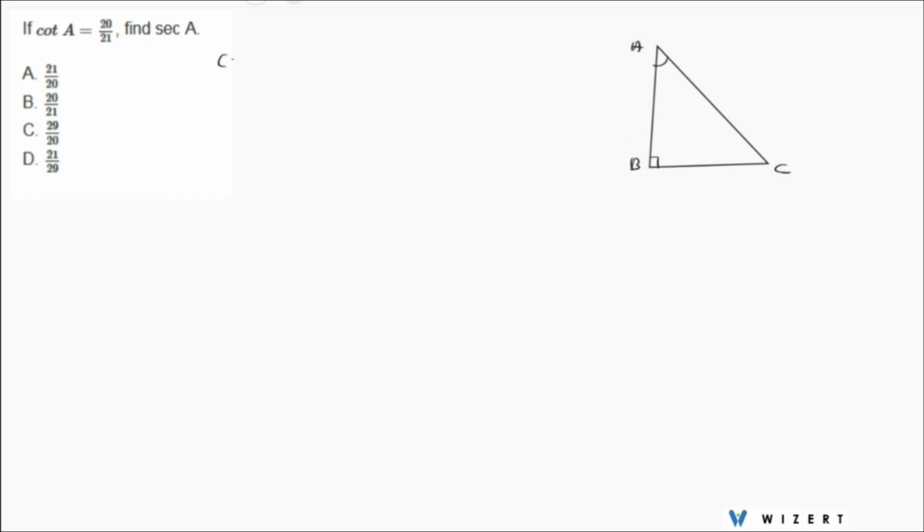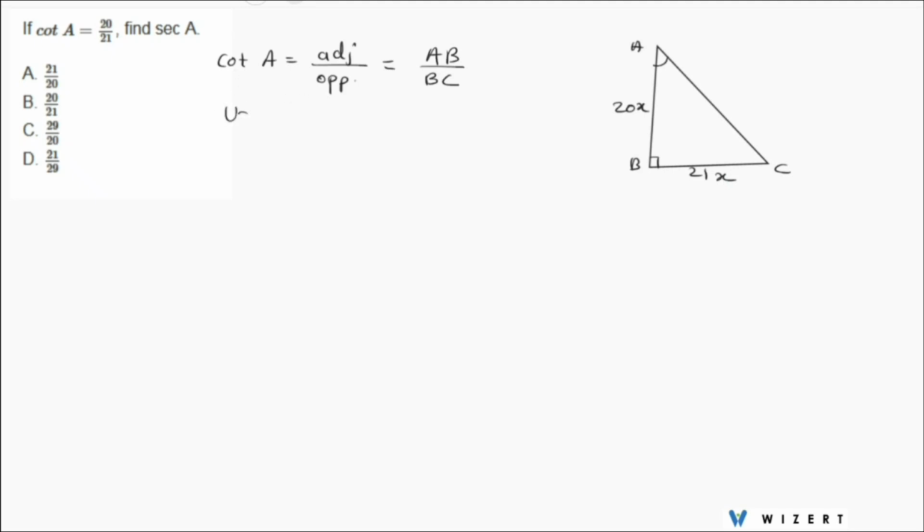So cot of any angle is adjacent side divided by opposite side. So in this case it is AB divided by BC. So we can say AB is equal to 20x and BC is equal to 21x. We need to consider x because this is nothing but a ratio, trigonometric ratio. So actual length will be that ratio multiplied by some factor, and this factor is x here.